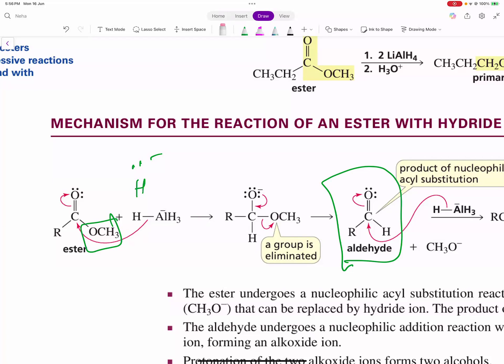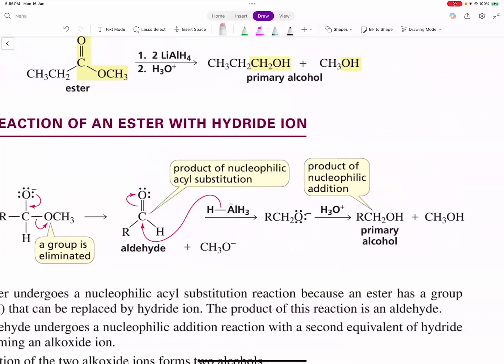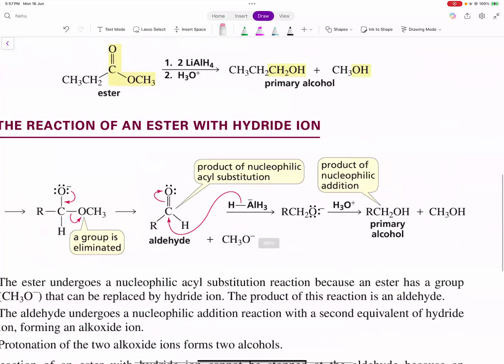Yeah, got it. Same thing. Same reaction. And after aldehyde addition, yeah, I got it. Because everything will happen.